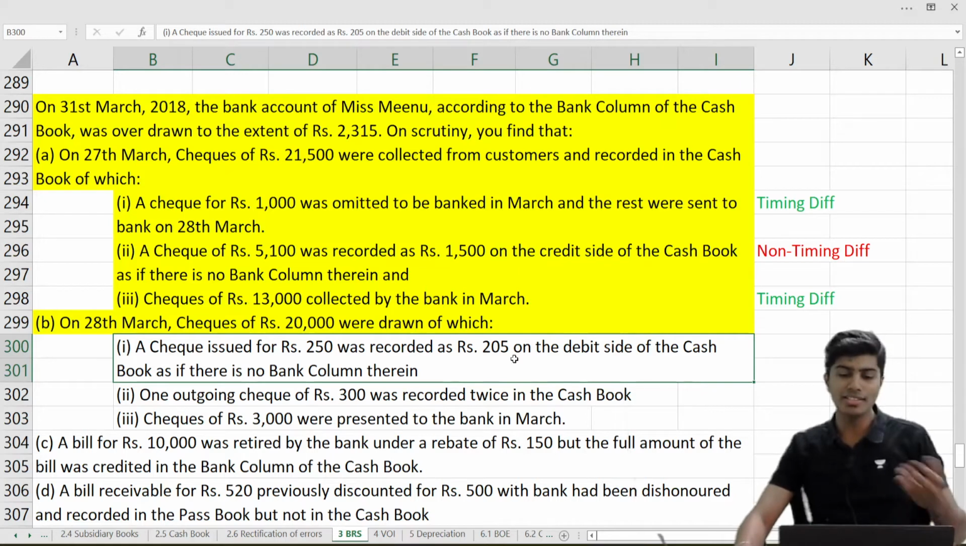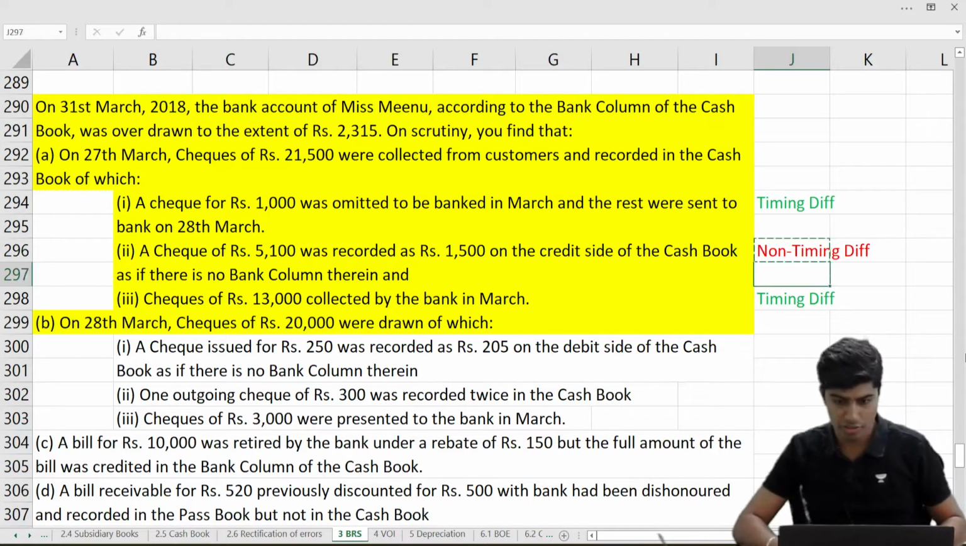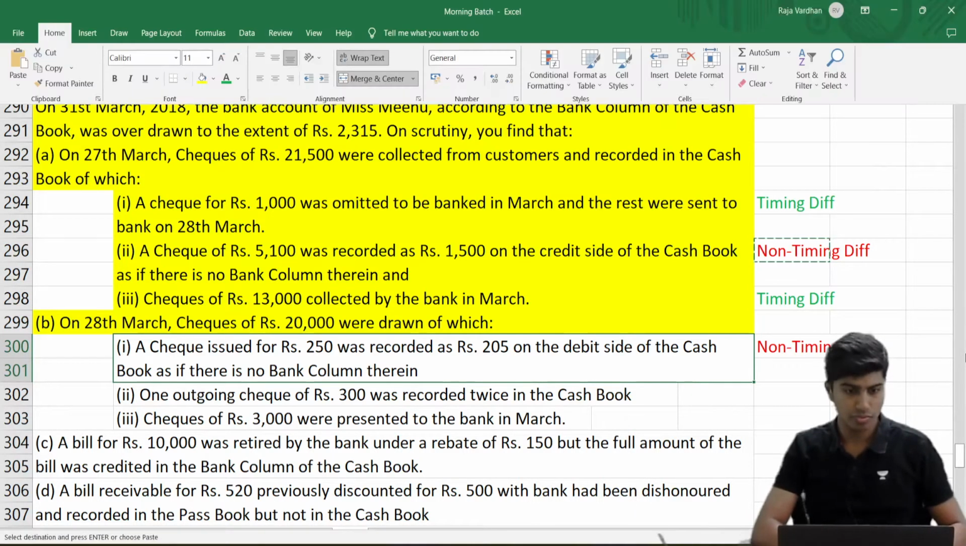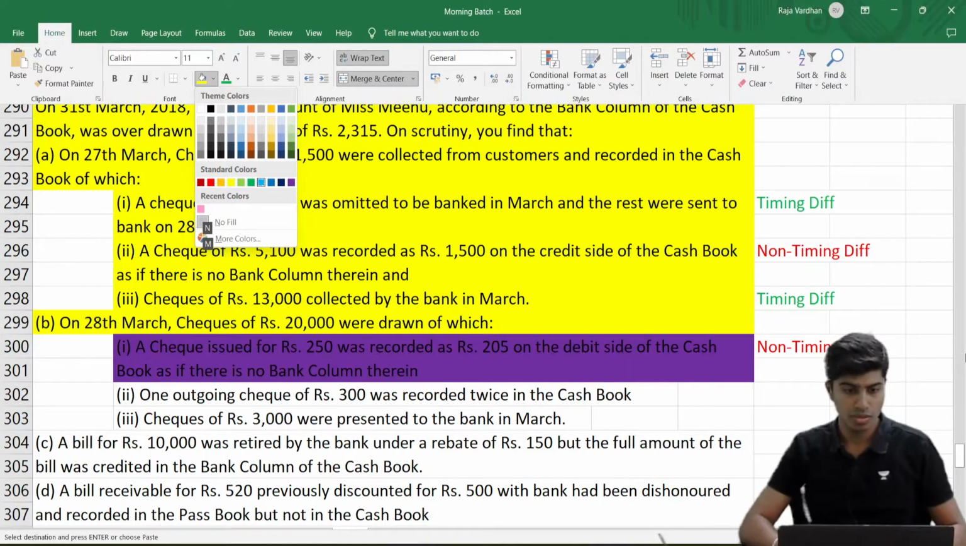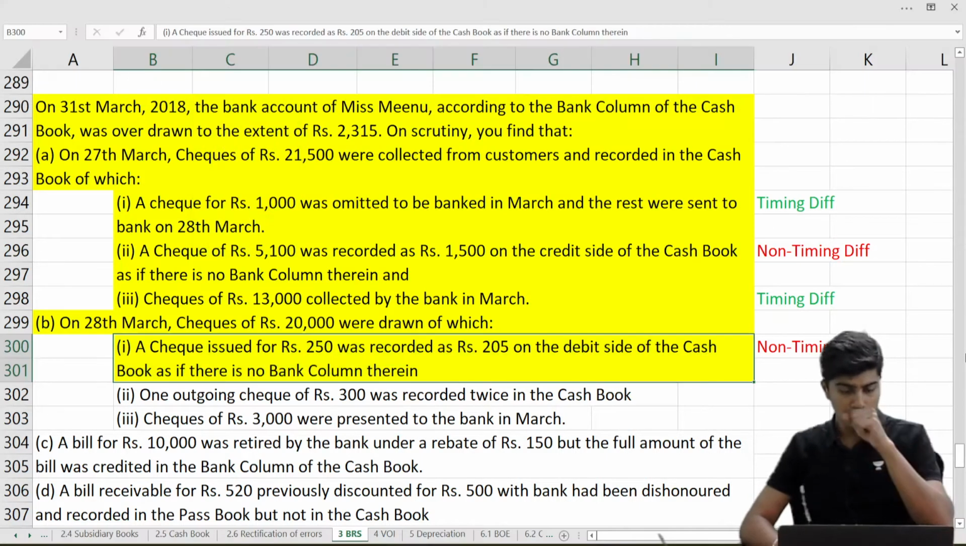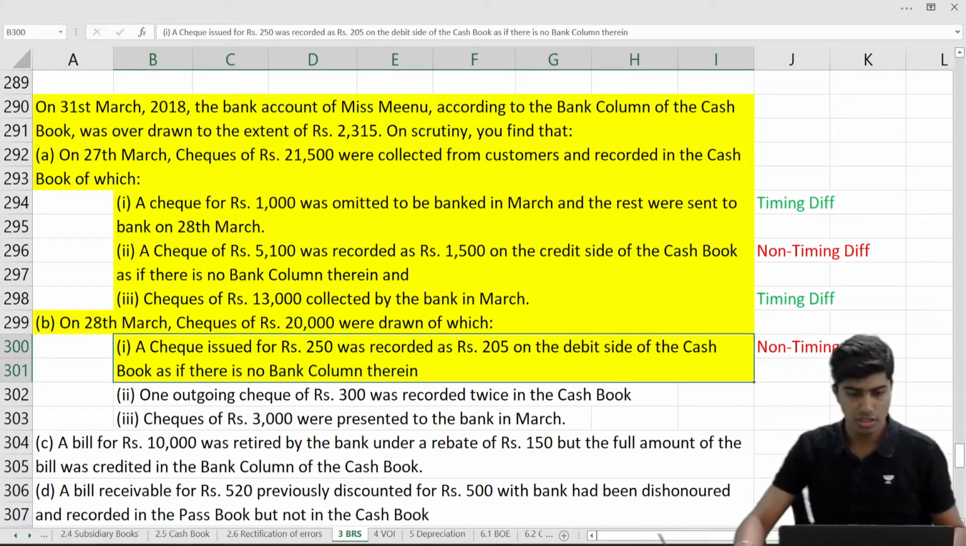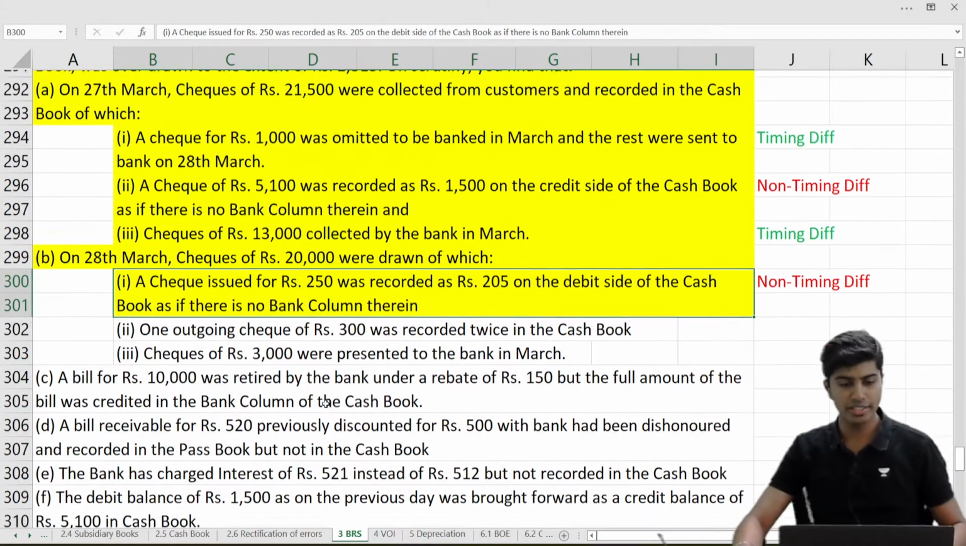Let's do it. And is this timing or not timing? It's an error in the cash book. Do you agree with me? So this is a non-timing difference. You get it? Come on, let's write this now.